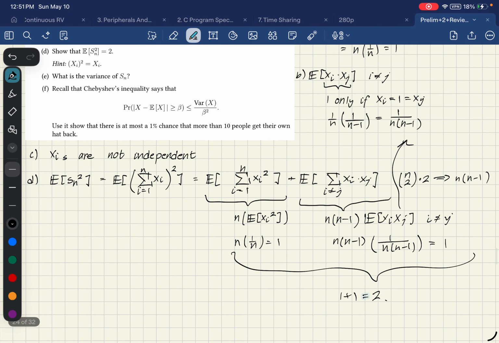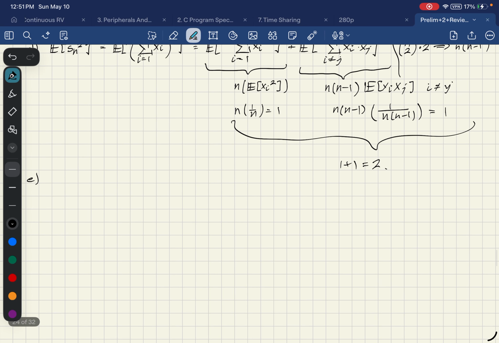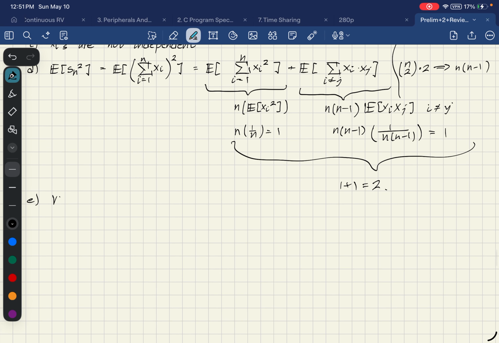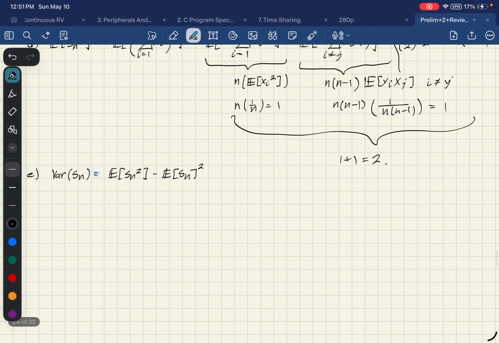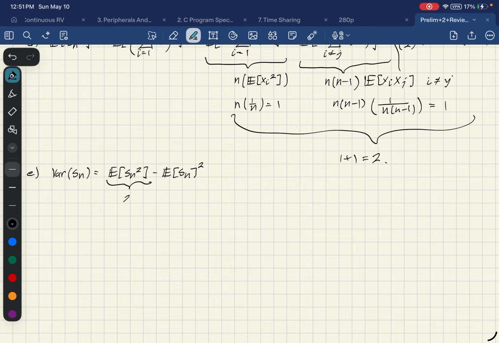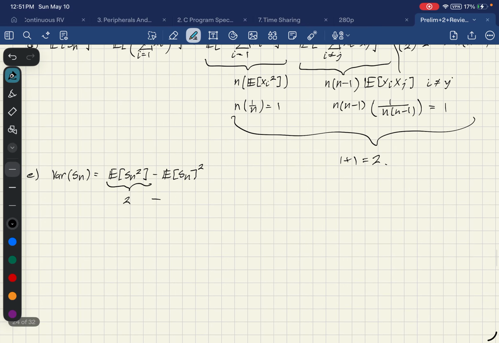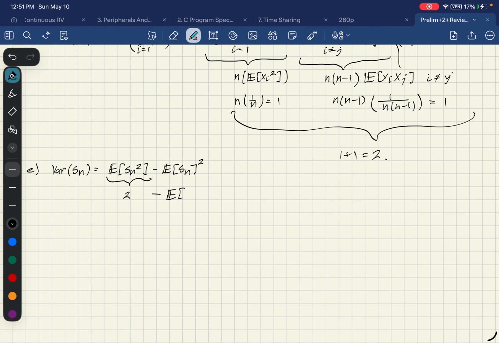And now part E is asking what the variance of s sub n is. Now, if you remember, the variance of s sub n is equal to the expected value of s sub n squared minus the expected value of s sub n, quantity squared. We know that the first is just 2, and the expected value of s sub n is 1. So that whole thing is just equal to 1.